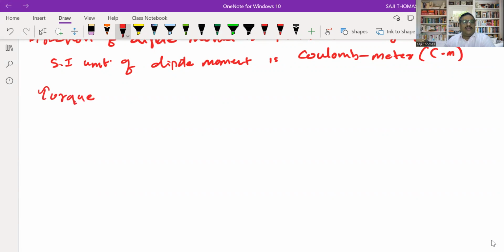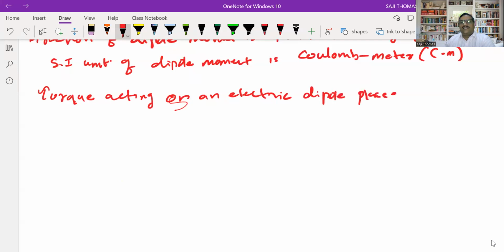Torque acting on an electric dipole placed in a uniform electric field.